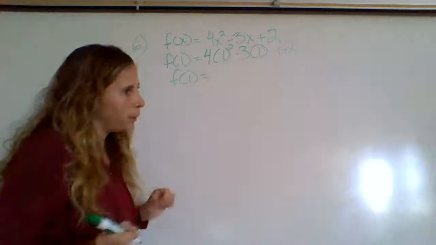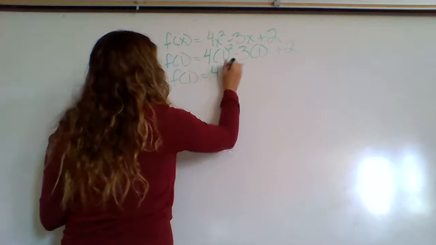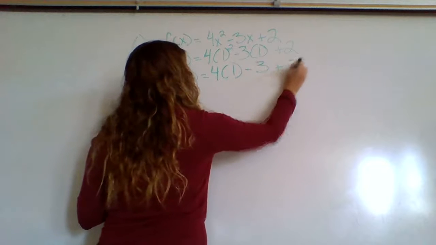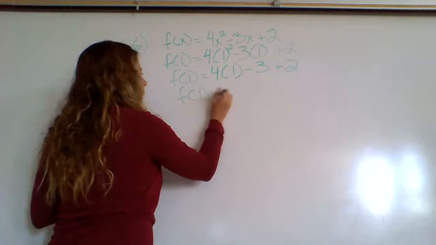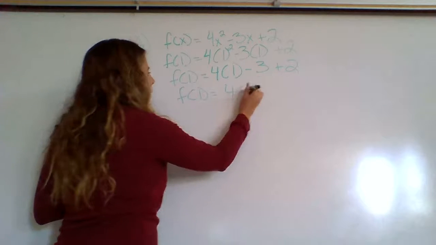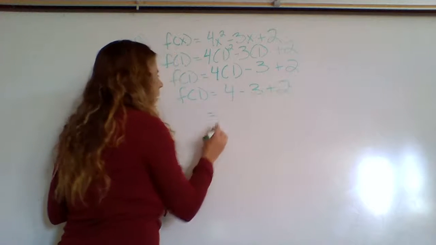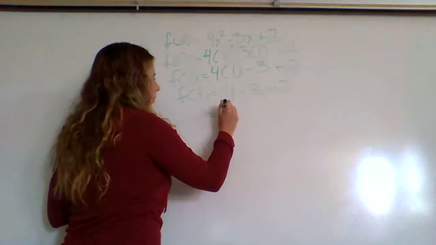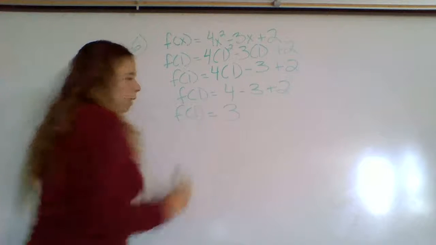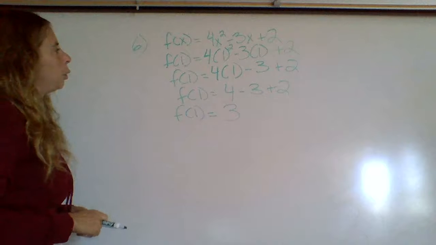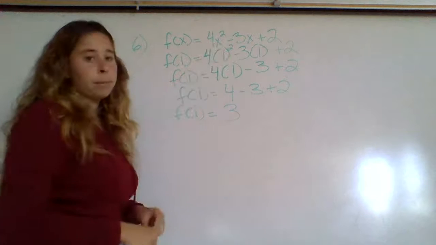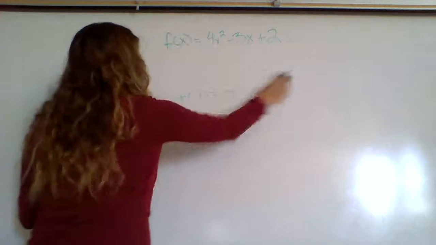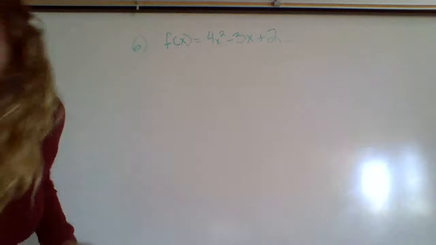1 times 1 is 1. So you would have 4 times 1, and then negative 3 times 1 is negative 3 plus 2. F of 1 equals 4 times 1 is 4, minus 3 plus 2, which equals 4 minus 3 is 1, plus 2 is 3. So F of 1 is equal to 3. Do the exponent first. All right, that was F of 1. And then I think the other one's F of 0. Yes.